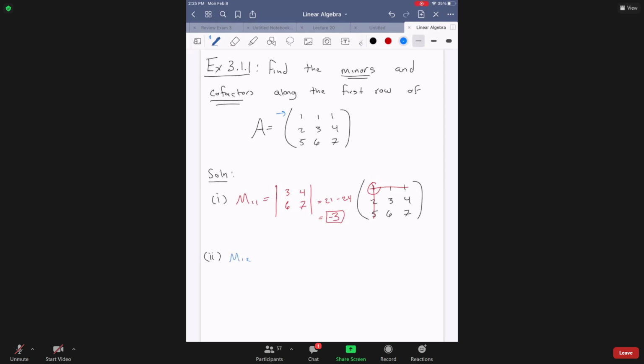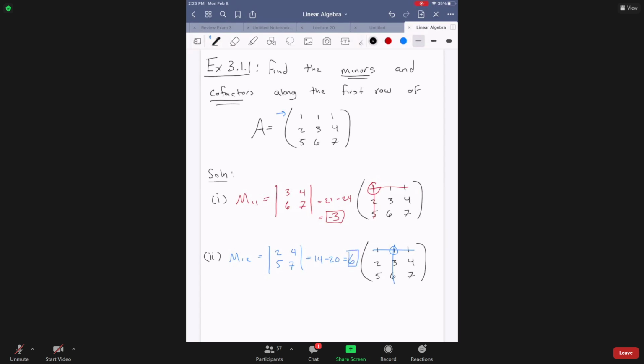So now, let's do another one. M1,2. So again, let's paste this over here. M1,2 refers to the first row, second column element, right? So it's going to be referring to this guy. And then, again, literally just delete that, and whatever's left over, just take the determinant of that. So do 2, 4, 5, 7, which is equal to 14 minus 20 equals 6.